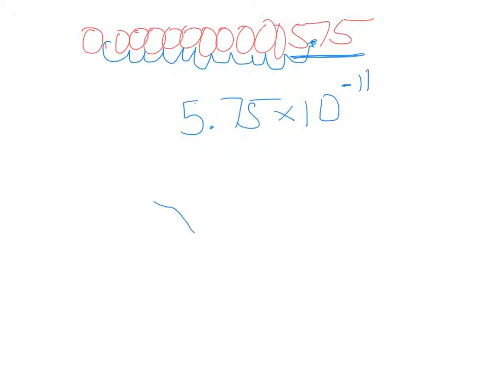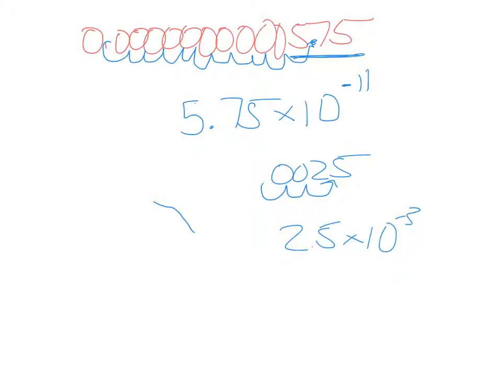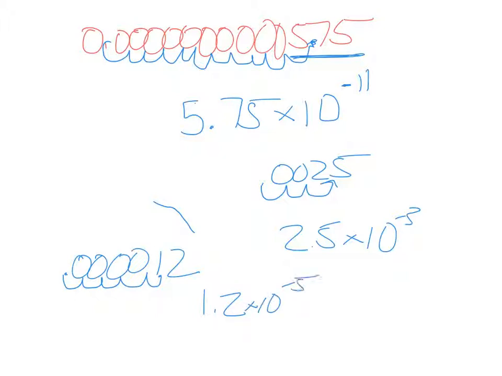What if I had a number like 0.0025? Well, again, you can move that 1, 2, 3 times: 2.5 times 10 to the negative 3. Again, if I had a number like 0.00012, 1, 2, 3, 4, 5, that's 1.2 times 10 to the negative 5th.